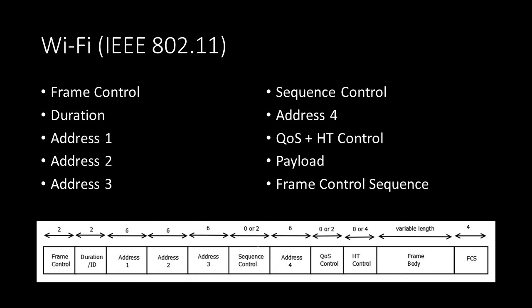The next field is the duration field. This is a 2-byte field used by the sending radio to specify how much time it is reserving when waiting for pending acknowledgement frames. There are 4 MAC address fields on each 802.11 frame. The last 2 are optional and depend on the type of frame.